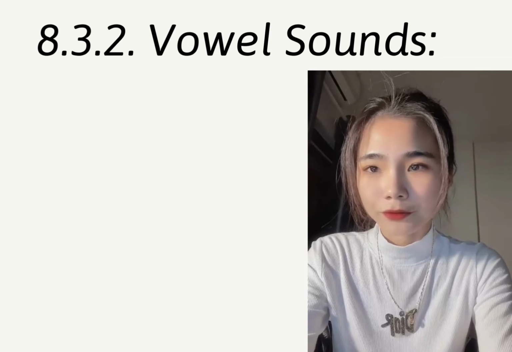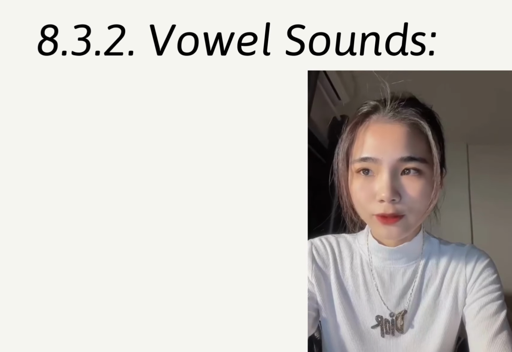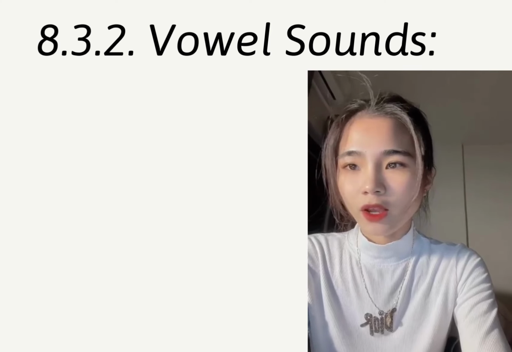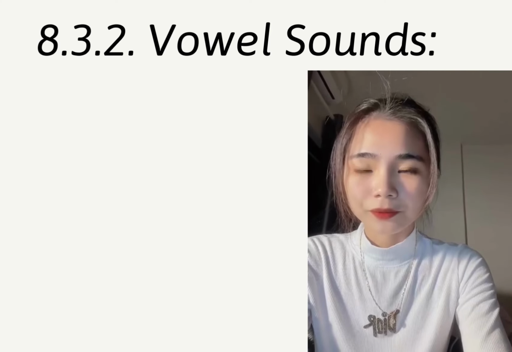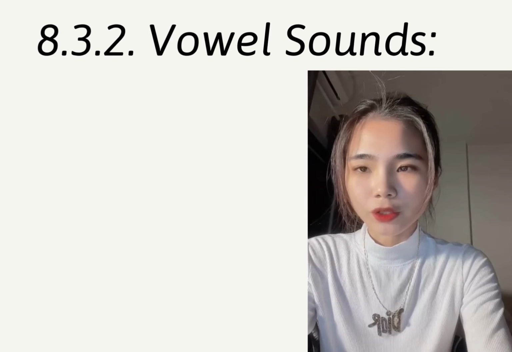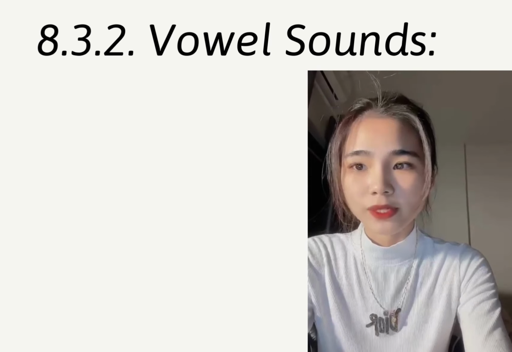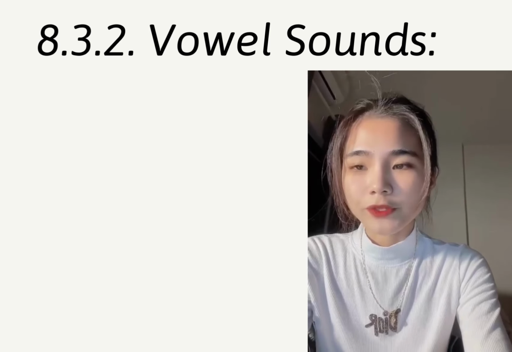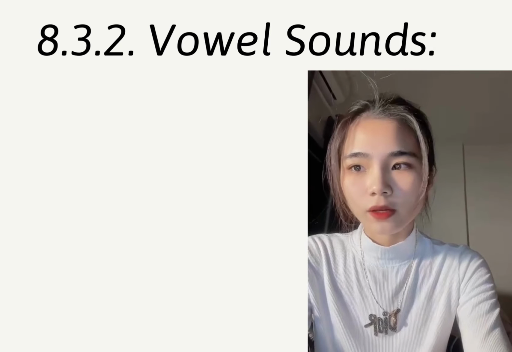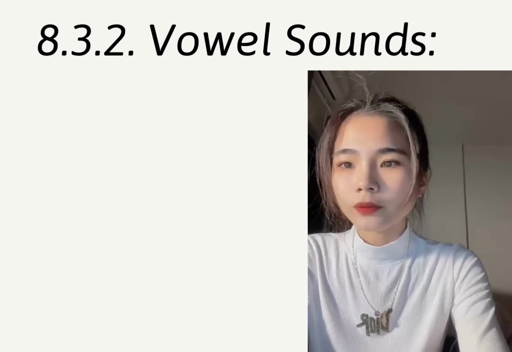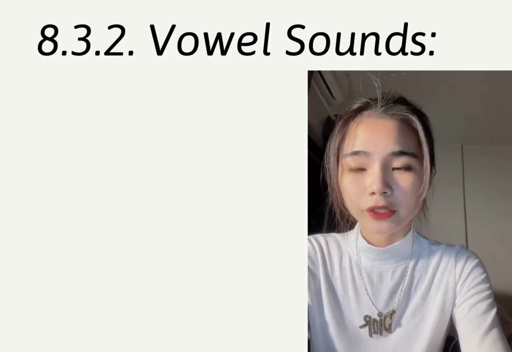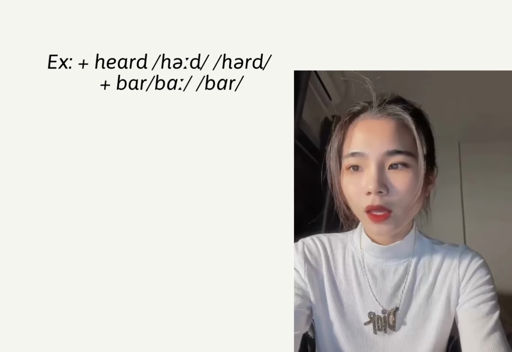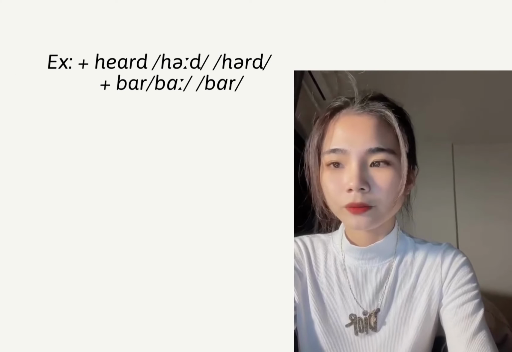The second is vowel sounds. There is a difference in British English in the length of vowel sounds, with some being pronounced significantly longer than the American counterpart. Some of this is owing to the additional pronunciation of R in many American vowel sounds, as seen above. Most phonemic charts reflect this by showing some English vowel sounds with two triangular dots, where most charts do not offer it for American. Example: hard, bar.